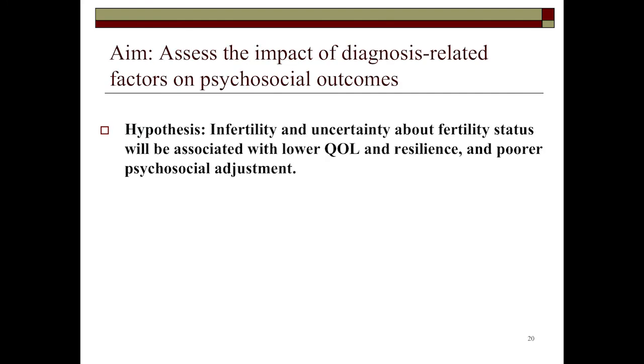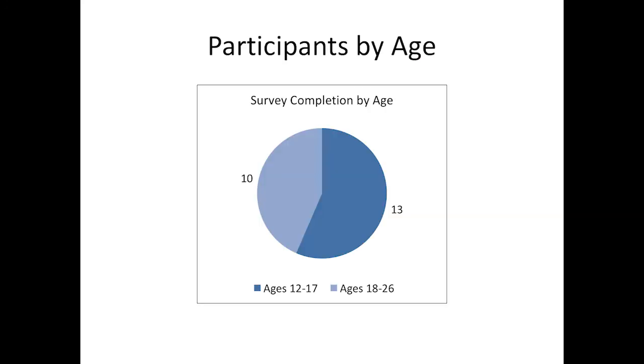And one of our aims, and this is only one of our aims, we have several others, and one of our hypotheses is that infertility and uncertainty about fertility status will be associated with lower quality of life and resilience and poorer psychosocial adjustment.